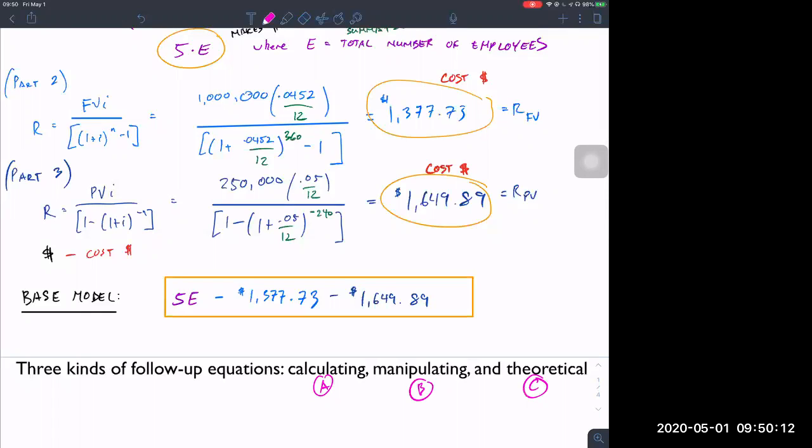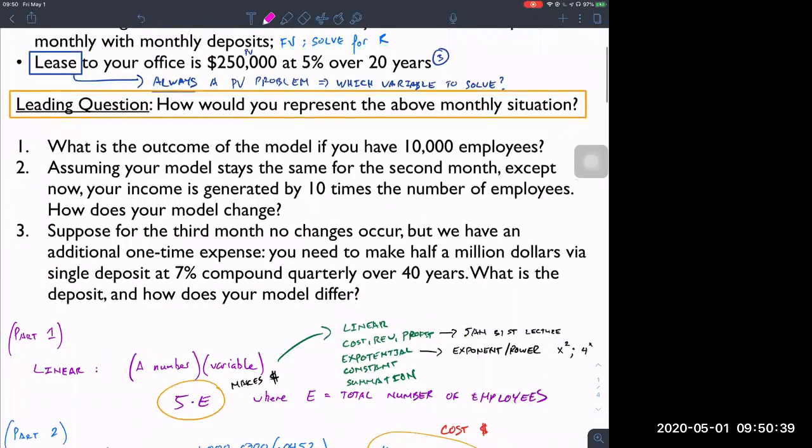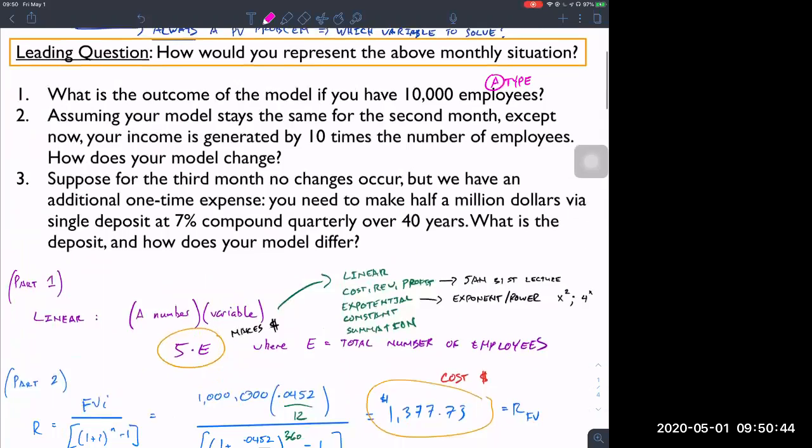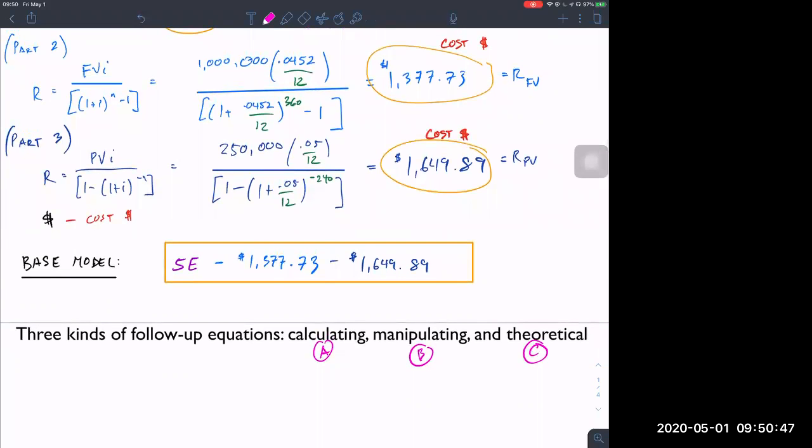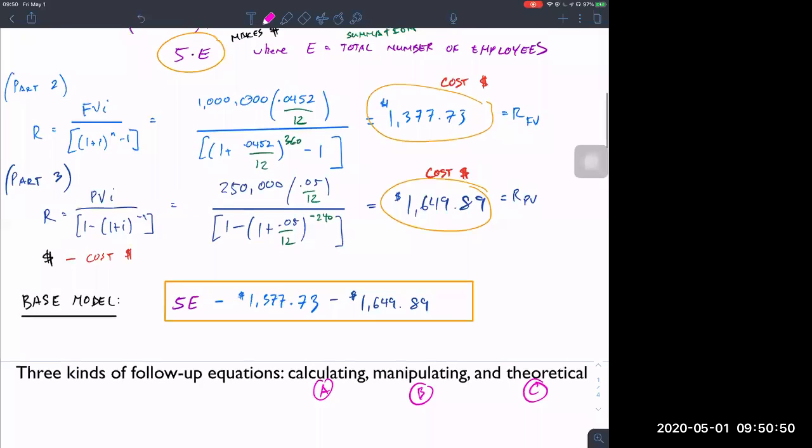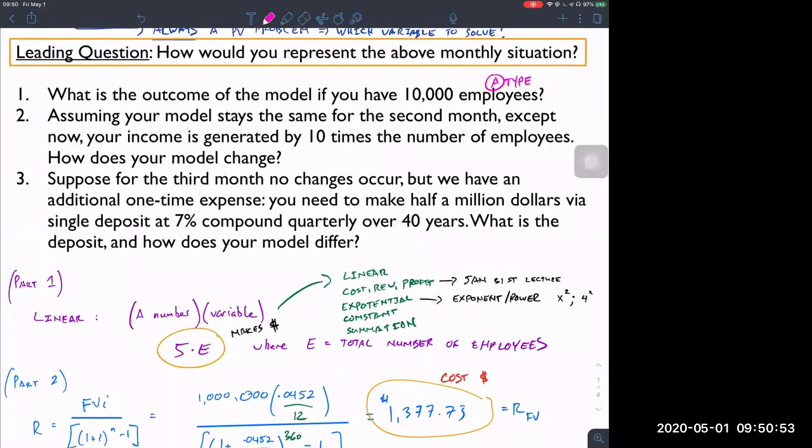So you asked for 10,000 employees, and they're asking you, hey, what's the outcome? What do you think you do there? Did you plug in the 10,000 where E is? It is. And now which of those kinds of questions is that? A, B, or C? A. A, right? So this is an A type, and you plug in 10,000 and you get your answer. You guys can do that. The answer is also on that April 15th lecture.